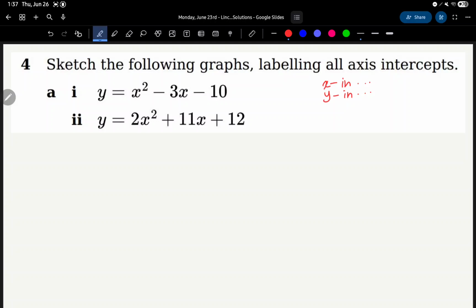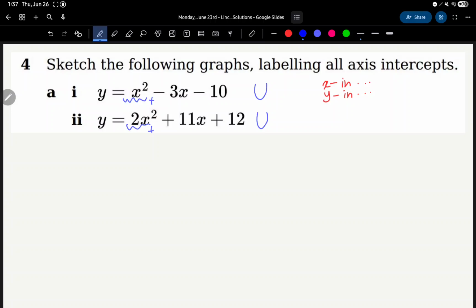So first of all, we're talking about whether it's a U-shape or an N-shape. We look at the coefficient of x squared and determine if it's a plus or a minus. They're both plus, right? That means they're both going to be U-shaped. Okay, so from here, in order to get to sketching, I need to get the axis intercepts.